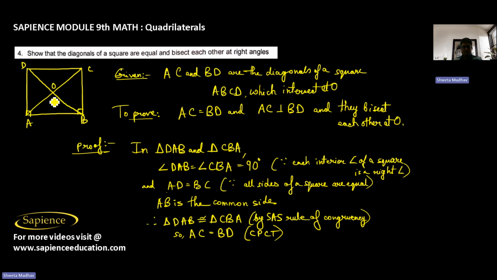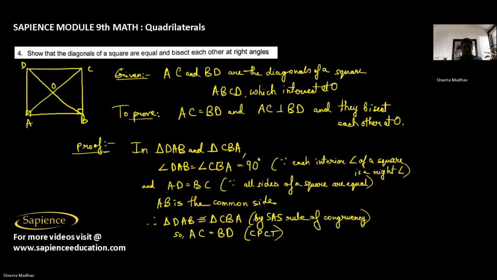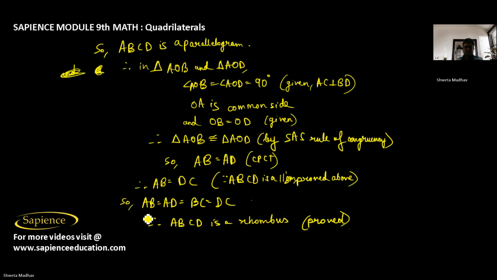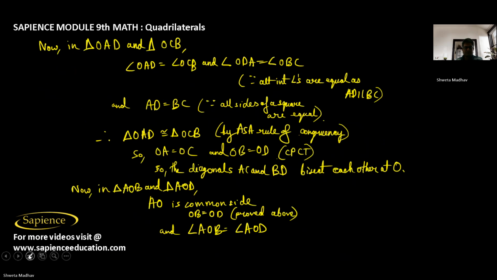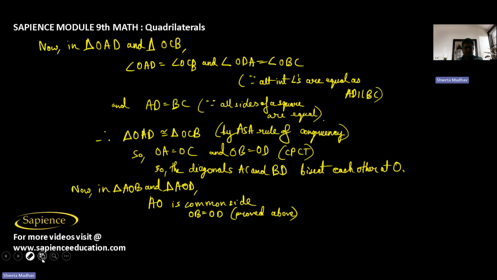You have to show that OB equals OD. AD equals AB, since ABCD is a square. ABCD is a square, so all sides are equal.